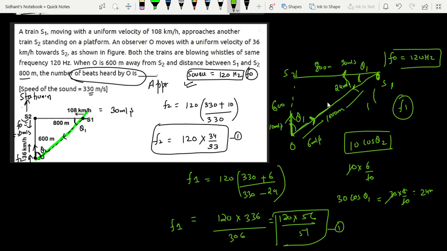Now you have to find the beat frequency. So what is the beat frequency? That is F1 minus F2, Lohit. Just solve this one and let me know the answer.